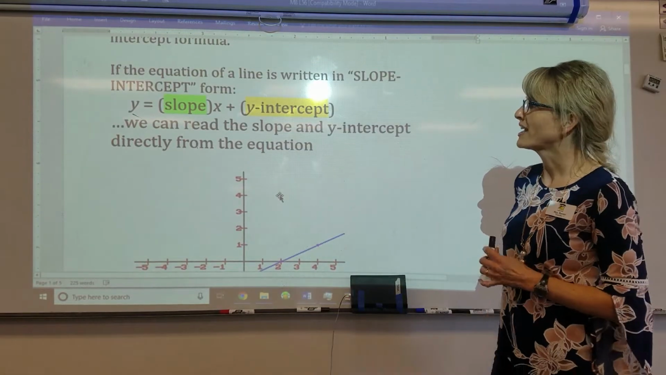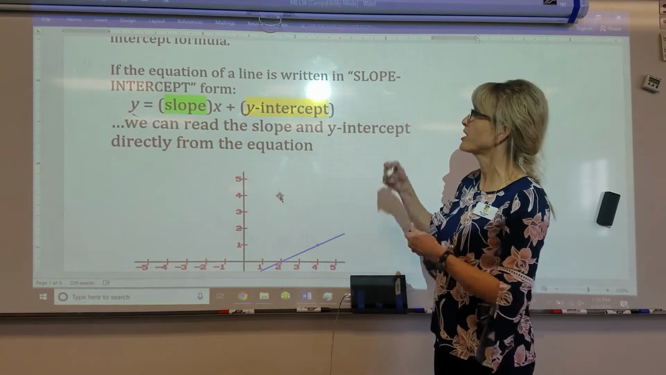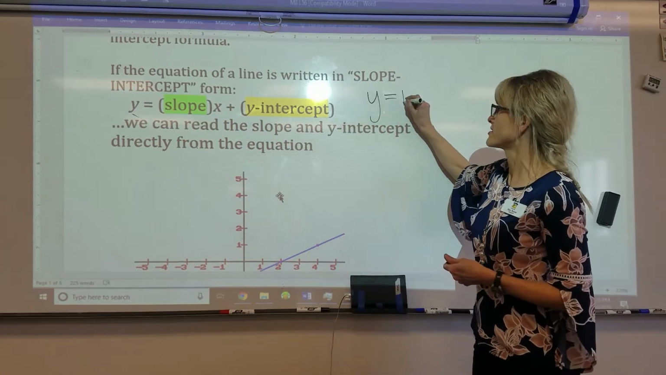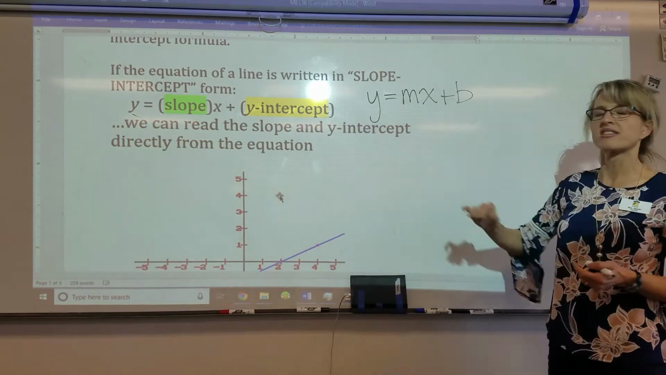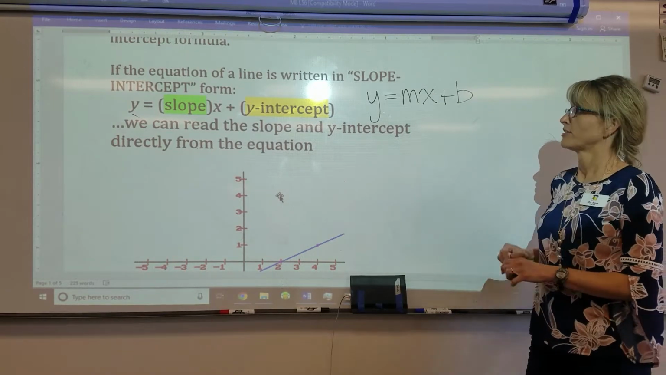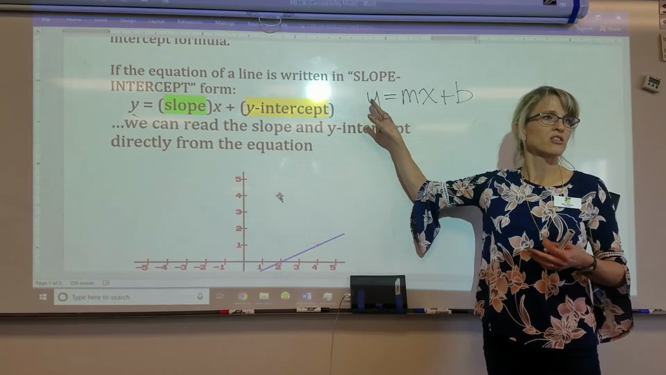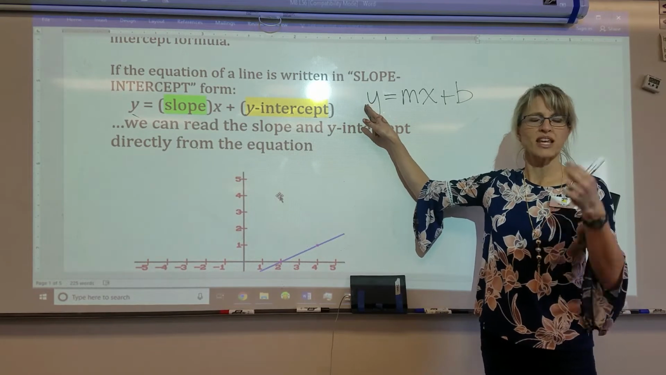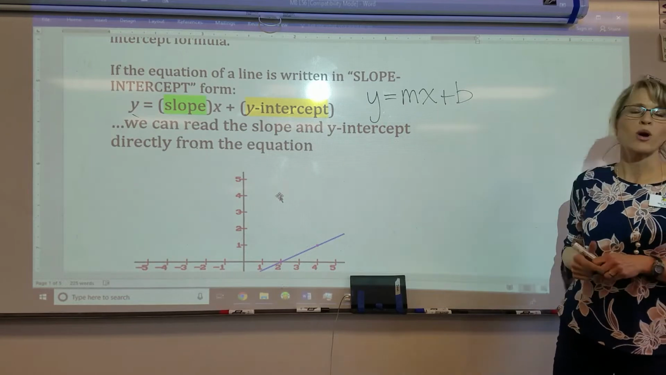Slope-intercept form is y equals slope times x plus a y-intercept. We use the shortcut form, this. Y equals mx plus b. Let's practice that. What is the slope-intercept form? Get ready? But we need to start with y equals because it's an equation and it has to have an equal sign, so we start with our variable y equals. What do we say, class? Get ready? Y equals mx plus b. Good. Y equals mx plus b.